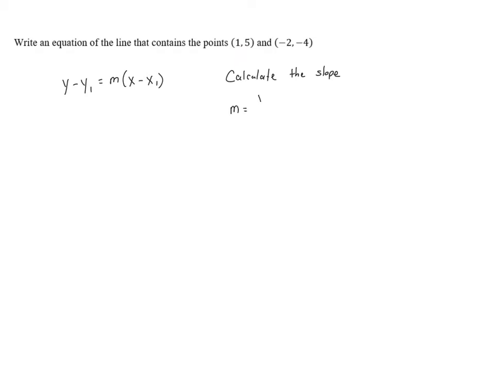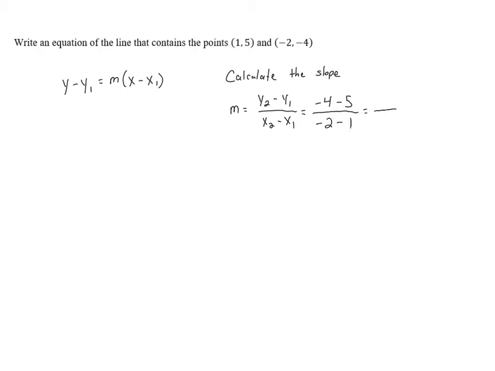m equals y2 minus y1 over x2 minus x1. So in the numerator, we've got the y-coordinate of the second point minus the y-coordinate of the first point. That's going to be -4 minus 5. And in the denominator, we have the difference of the x-coordinates, x2 minus x1, which in this case is going to be -2 minus 1.